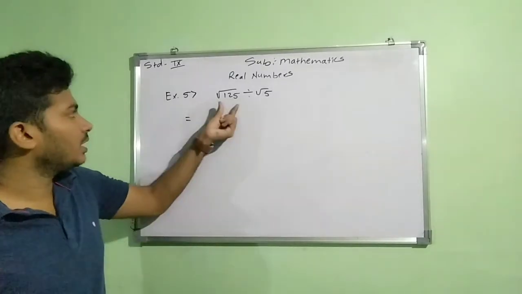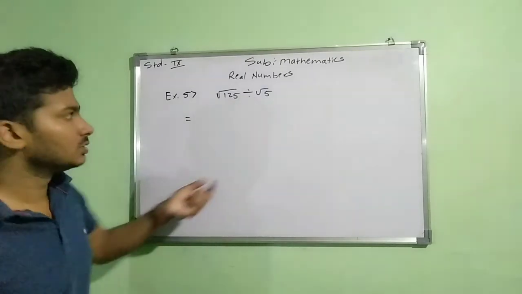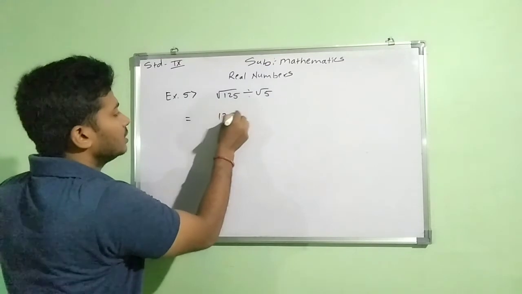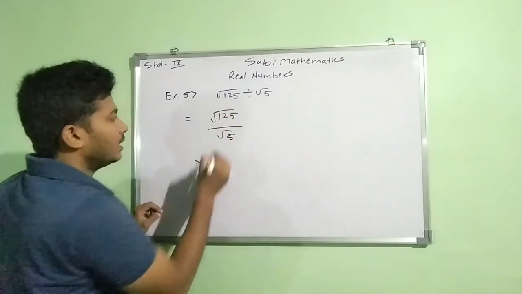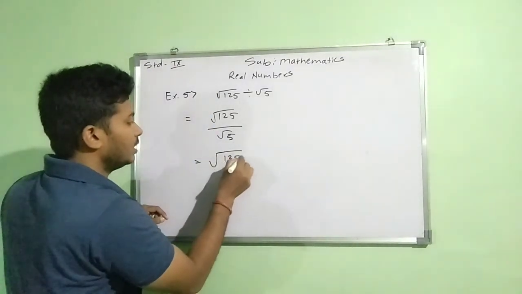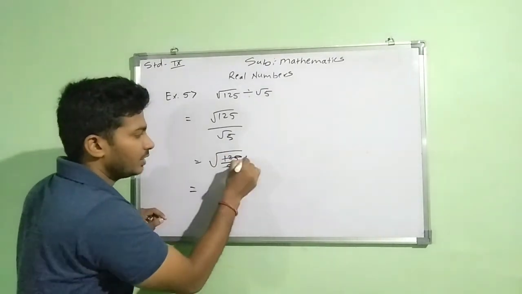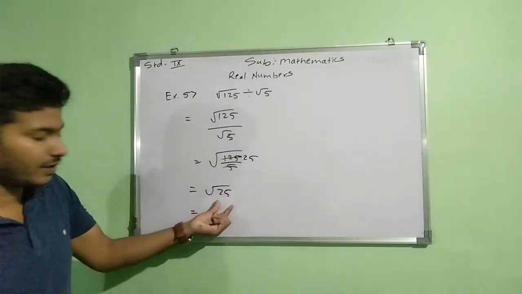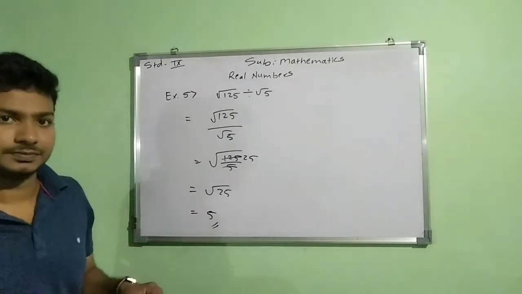So this is example number 5. We have to divide square root of 125 by square root of 5. So that division also we have to do directly. So it will be square root of 125 divided by square root of 5. Now the radical sign is common to both. That means under the radical sign, 125 divided by 5 will come. Now 125 divided by 5 is 25. So it will be square root of 25. And you know the square root of 25 is 5. So that will be your final answer.